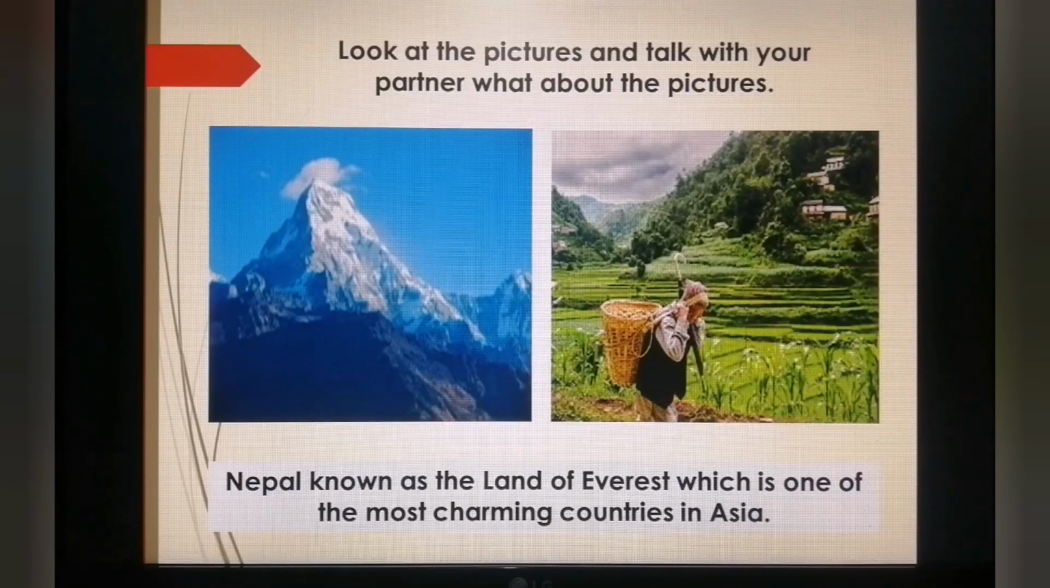Nepal, known as the land of Everest, is one of the most charming countries in Asia. Students, you know that Nepal is the darling child of nature. Every year, millions of tourists, not only thousands of tourists, millions of tourists come to Nepal to visit its scenic beauty, its sublime beauty. And I think many of you have already visited, and those who haven't visited yet, if you have the scope, you can visit. You will be overwhelmed to see the natural beauty of Nepal.